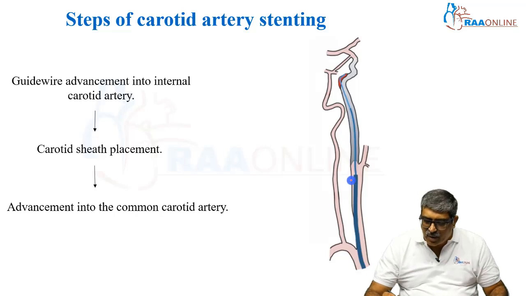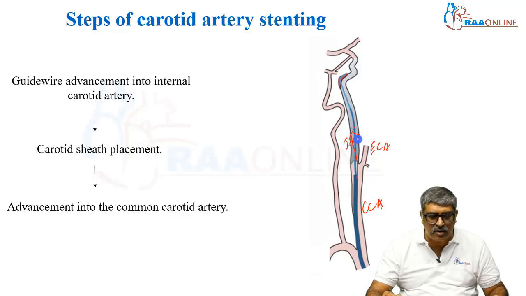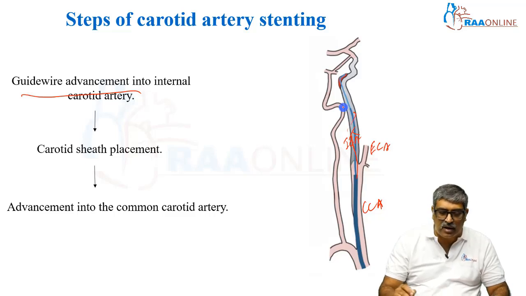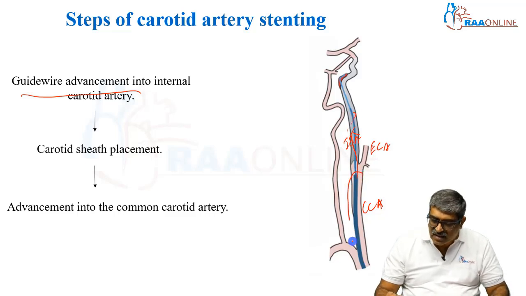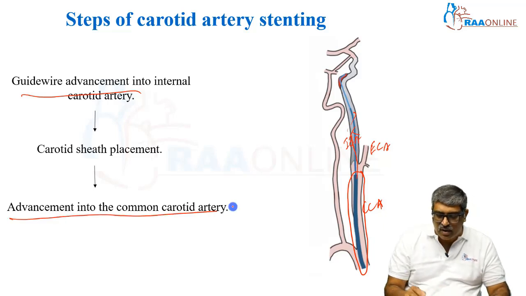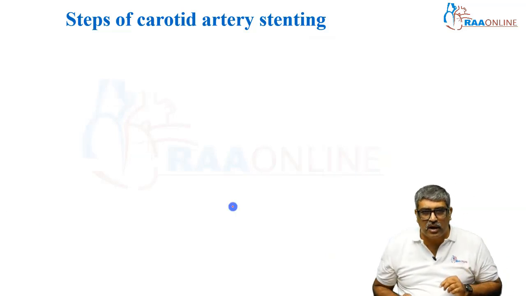Then the guide wire. This is the external carotid artery. This is the common carotid artery and this is the internal carotid artery. Now, the guide wire is advanced into the internal carotid artery and you place the carotid sheath, the thicker one is the carotid sheath, and this carotid sheath is advanced into the common carotid artery.